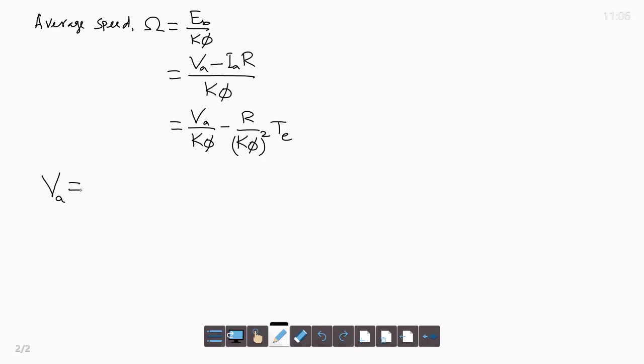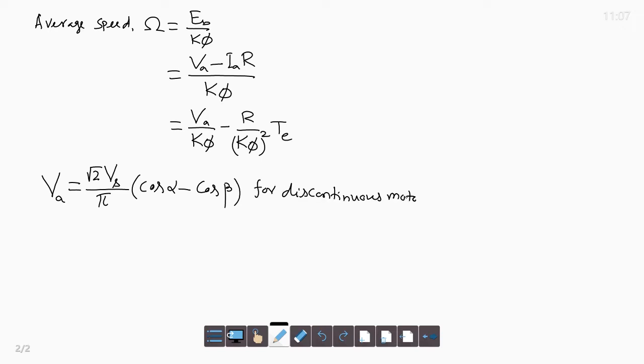For discontinuous motor current, it is root 2 times the RMS value of the supply voltage Vs divided by pi, into cosine alpha minus cosine beta. Here Vs is the RMS value of the single phase supply voltage, alpha is the firing delay angle, beta is the turn off angle or commutation angle.